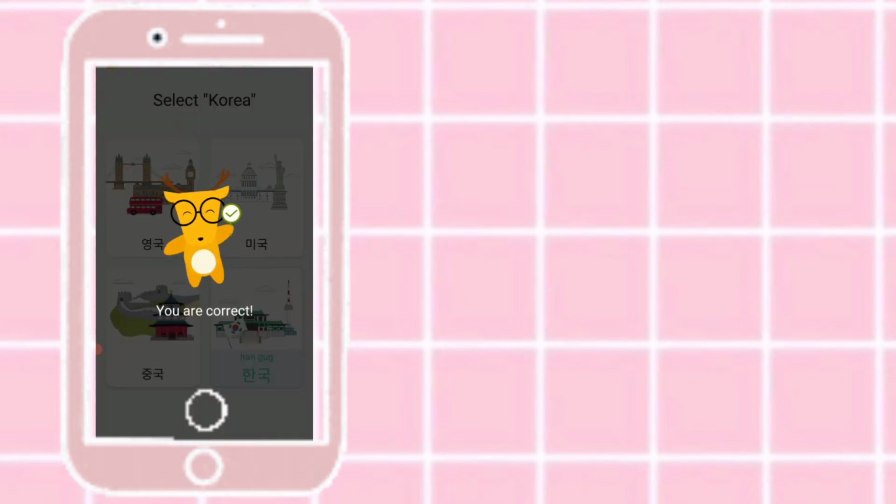So let's hear it another time. 한국. Hanguk. I love that it has an animation when you press it. That's really cool. 한국. Hanguk. Let's go for the next one. Yes, I'm correct since I already know it. Anyways, let's go for the next one.